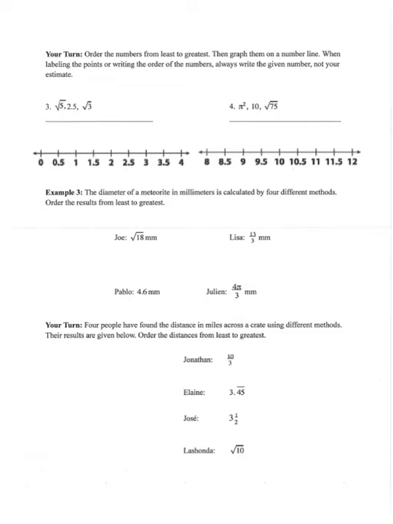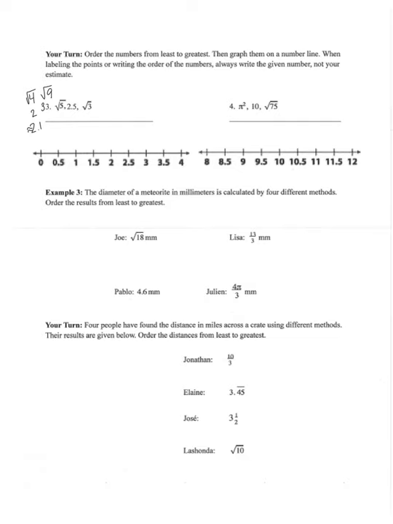All right, so number 3, we have the square root of 5, 2.5, and the square root of 3. So let's start with the square root of 5. The square root of 5 falls between the two perfect squares, 4 and 9. So the square root of 4 and the square root of 9. And now the square root of 4 is 2, and the square root of 9 is 3. And 5 is much closer to 4 than it is to 9. So in my approximate, I'm going to say that it is about 2.1.